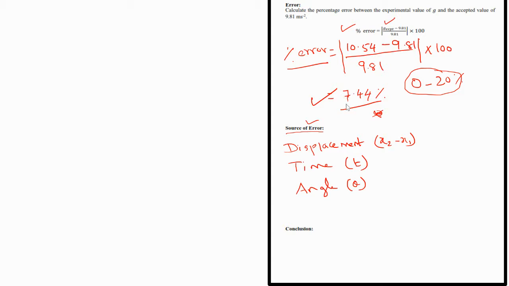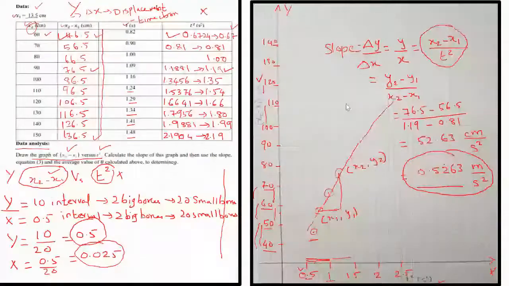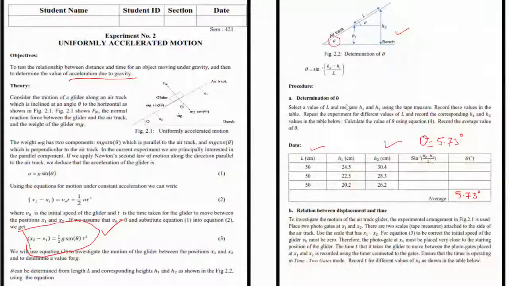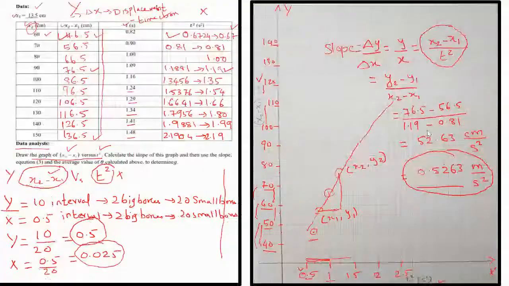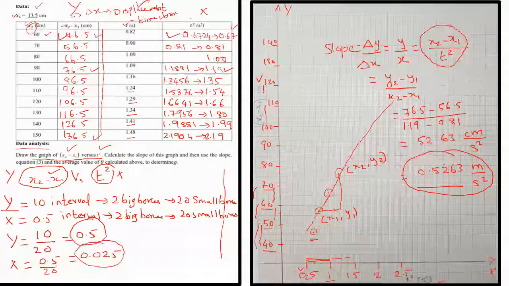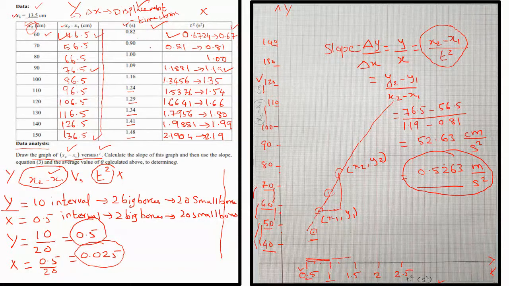Understand? So for writing the source of error, you can see the table. From the first table, we calculate the theta, so theta is also one of the sources of error. In the second table, we measure x2 minus x1, which is nothing but our displacement. And also we calculate the time, because from the time we calculate the time square. So three parameters. You can write your source of error exactly from the table.